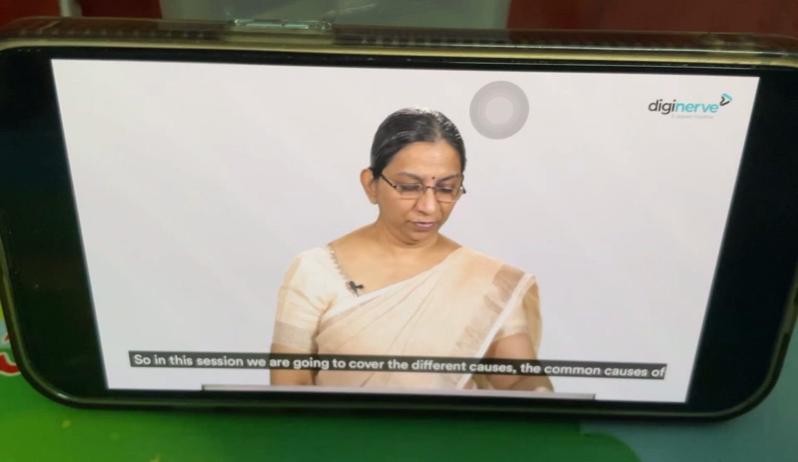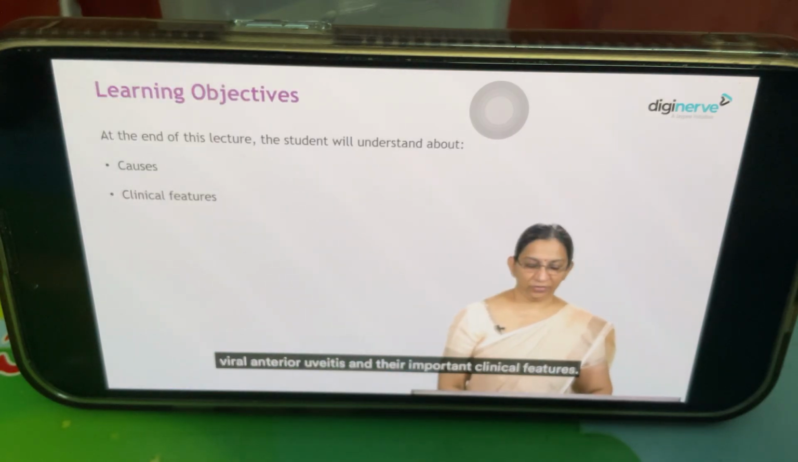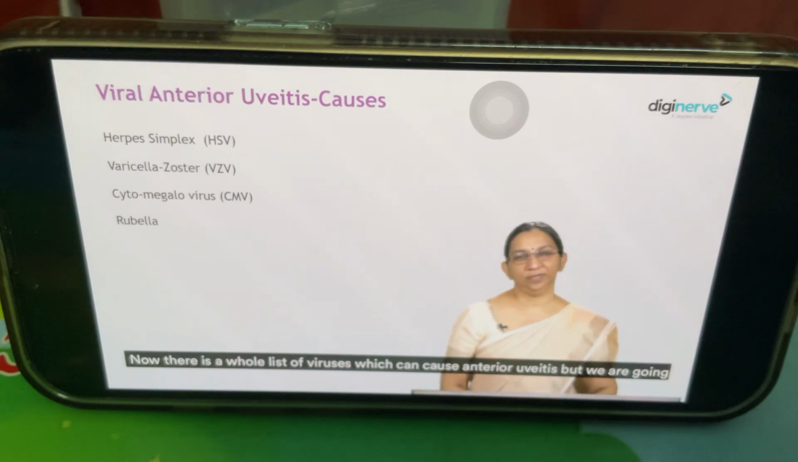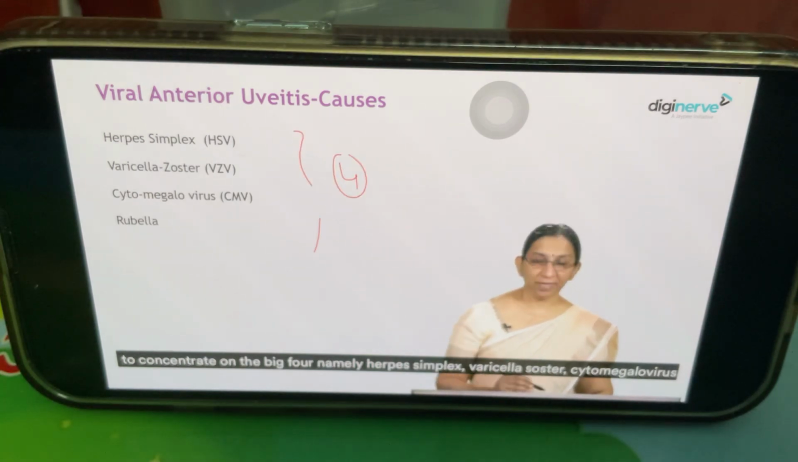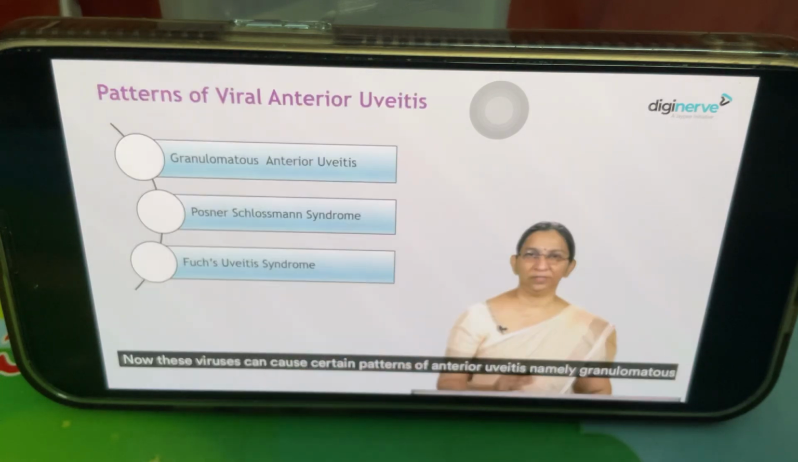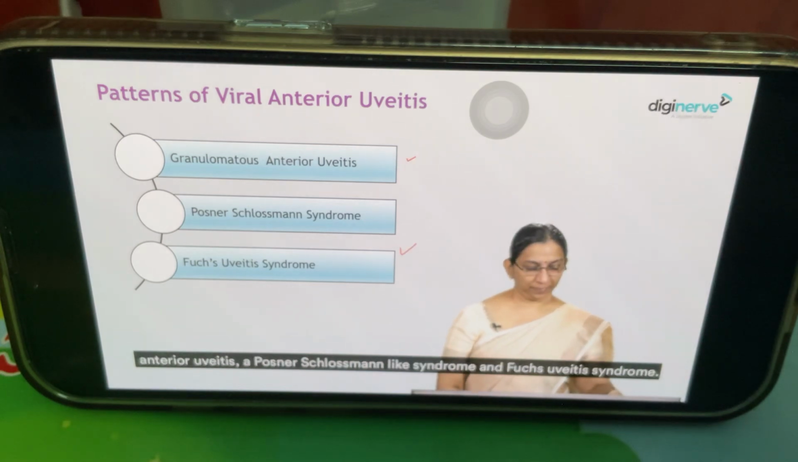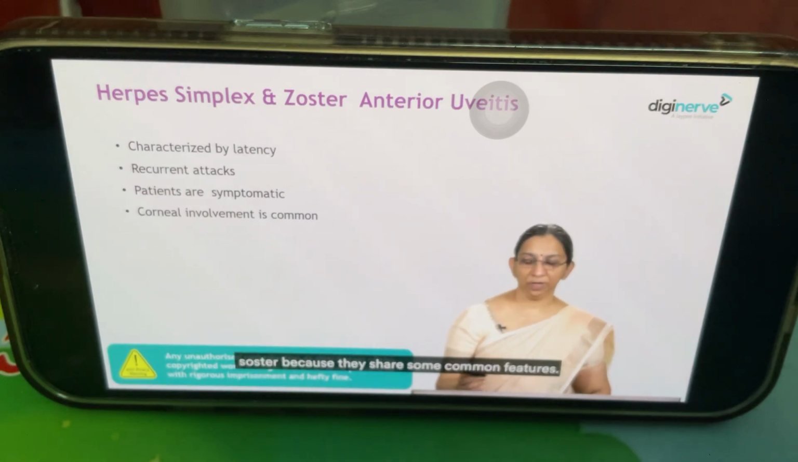So in this session, we are going to cover the common causes of viral anterior uveitis and their important clinical features. Now, there's a whole list of viruses which can cause anterior uveitis, but we are going to concentrate on the big four, namely herpes simplex, varicella zoster, cytomegalovirus, and rubella. These viruses can cause certain patterns of anterior uveitis, namely granulomatous anterior uveitis, a Posner-Schlossman-like syndrome, and Fuchs uveitis syndrome.